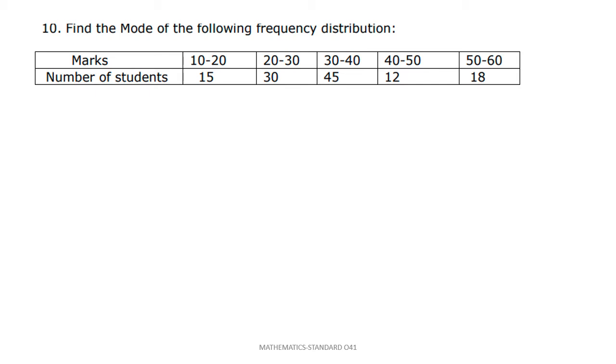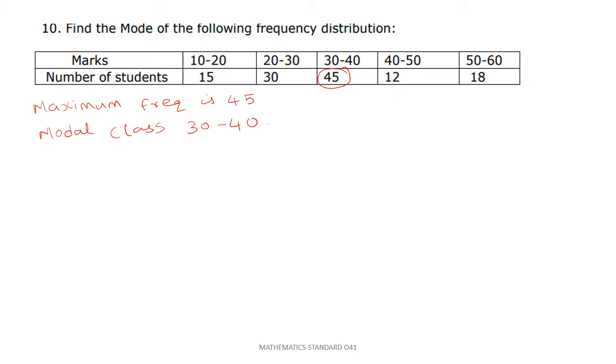Now let's see the next question, children. Find the mode of the following distribution. So this is very easy. You have to see which is the more number here. So here 45 got the marks between 30 to 40. So that is the maximum frequency. So the first step, find out the maximum frequency. Here the maximum frequency is 45. So that is your modal class. So modal class is 30 to 40.